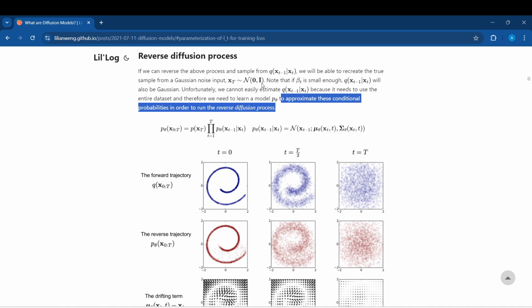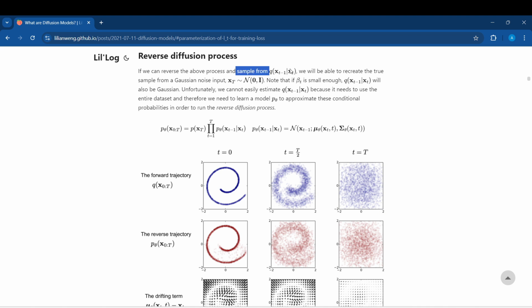What we're doing here is, if we can reverse the forward process and sample from this distribution, this is the actual reverse distribution. This is not our neural network, but the actual opposite of our forward process. And it is nice if we take some noise from this standard distribution and pass it through this distribution and get this.